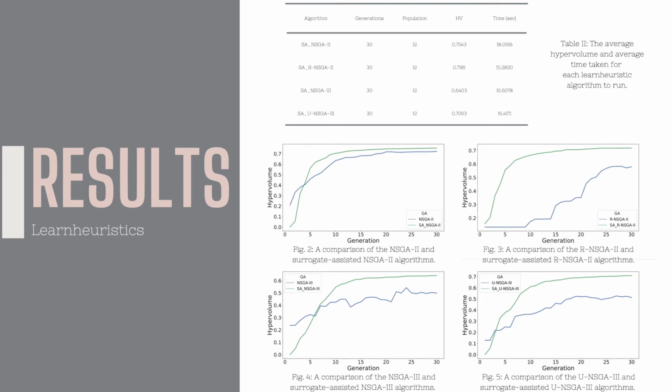Table 2 indicates that, similar to the non-surrogate variant, the NSGA-II learnheuristic yields the highest hypervolume, making it the most efficient algorithm. Figures 2 to 5 each indicate that the learnheuristic algorithms produce higher hypervolumes and converge sooner compared to the baseline algorithms, despite taking significantly longer to run to completion.